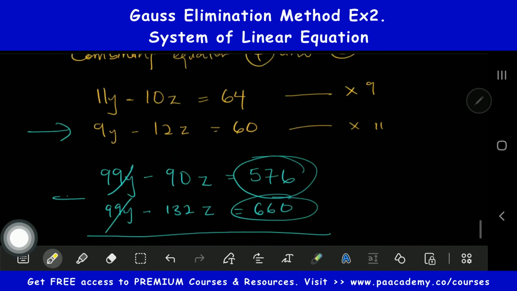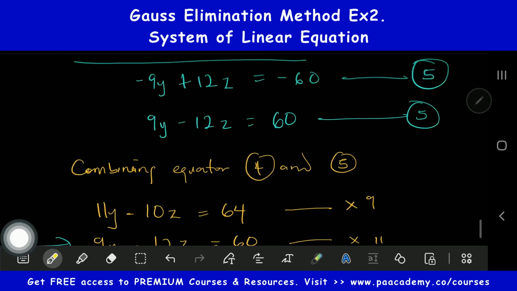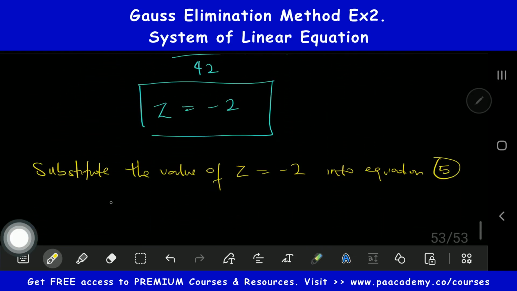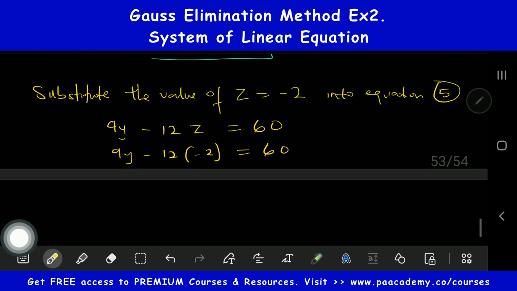So let's see again what our equation 5 is, so this is our equation 5 right here: 9y minus 12z equals to 60. So we have it to be 9y minus 12z equals to 60. So that will be 9y minus 12 into bracket minus 2 equals to 60, and that will be giving us 9y plus 24 equals to 60.